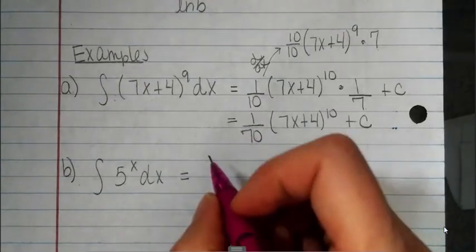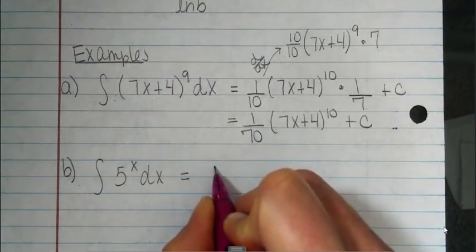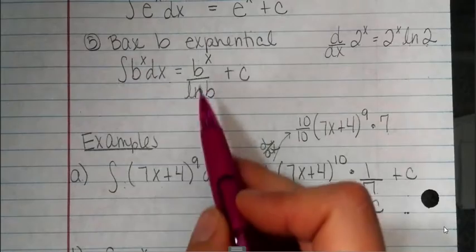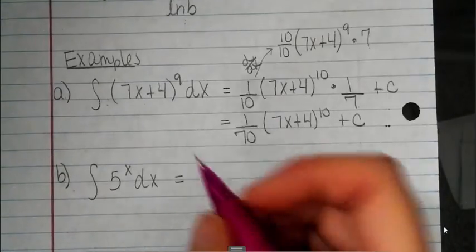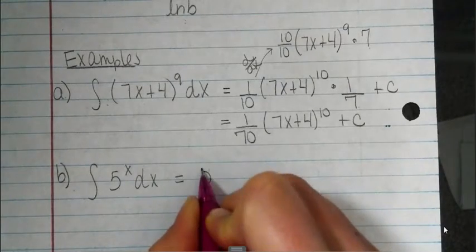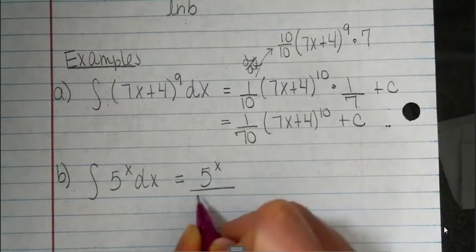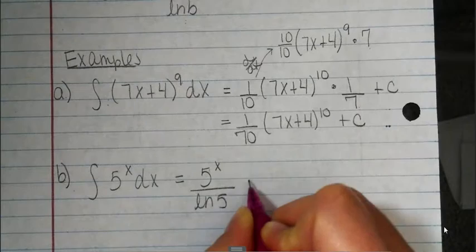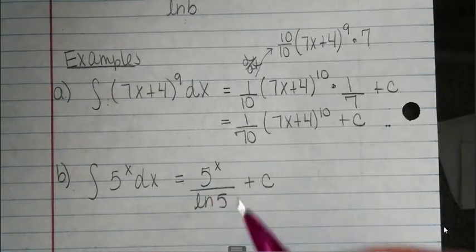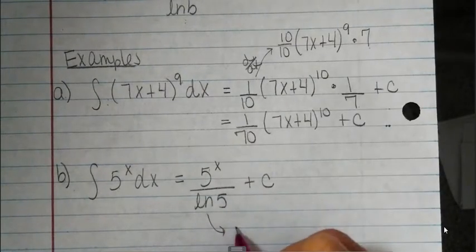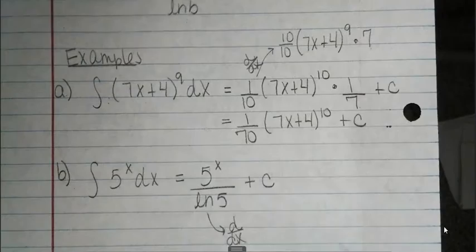So what I'm going to do is just write, and really you can just follow this, but you have to think, there was an ln there, I've got to divide it out. So we're going to have 5 to the x over the ln of 5 plus a constant, because there was a constant somewhere. And if you don't believe me, then you can go back and take the derivative of this, the derivative with respect to x.